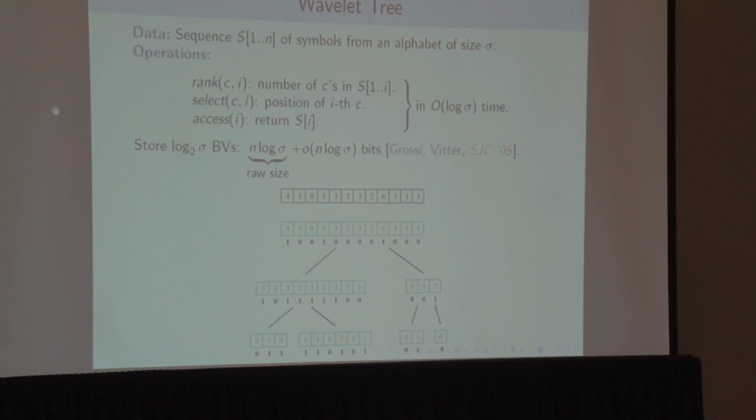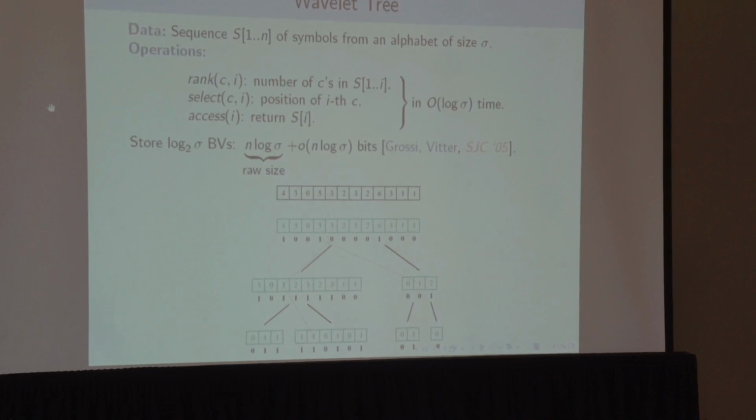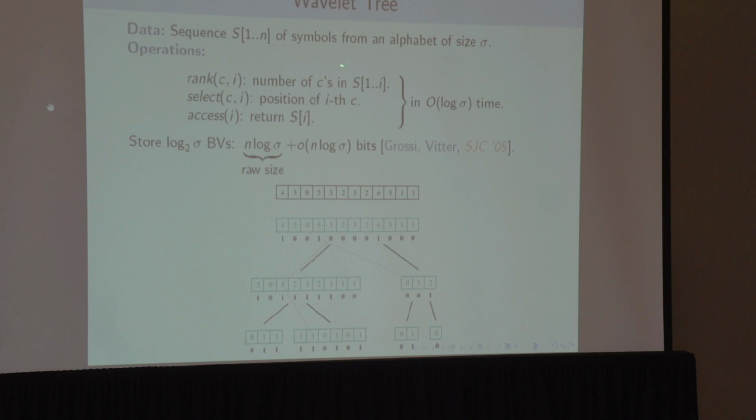Rank 1 means how many ones are there up to a position, rank 0 means how many zeros are there up to a position. Now if you have a sequence of symbols from a larger alphabet, not just 0 and 1, it's easy to generalize the notion of rank and select. So rank c of i basically means the number of c's in the first i positions of this sequence, and select is exactly the same. And then you've got this operation called access, for example.